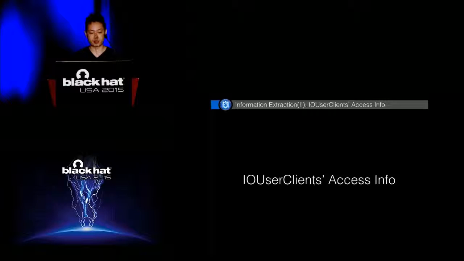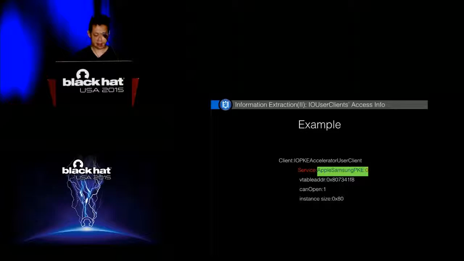Now, the second part of information extraction: how can we access a specific user client? By now, we can get all OSObject subclasses, surely including all IOUserClient subclasses. And now we need to access this user client. For example, in order to access the IOPKE accelerator user client, we need a service name, AppleSamsungPKE, and the open type 0. But how can we obtain this information?